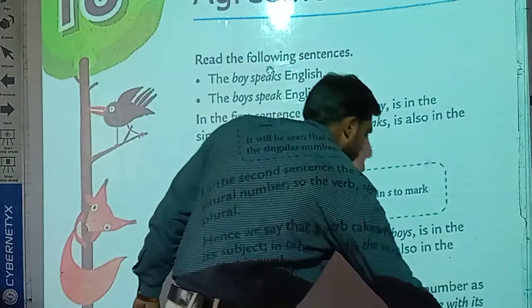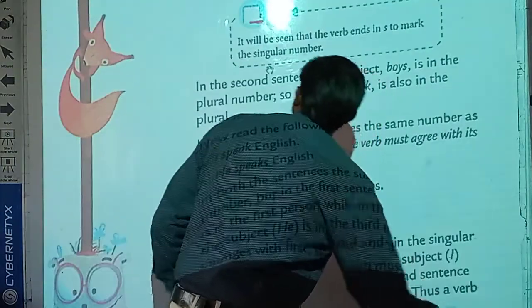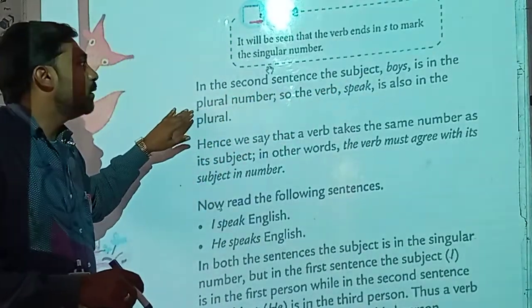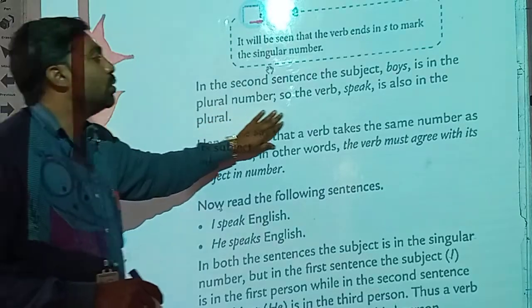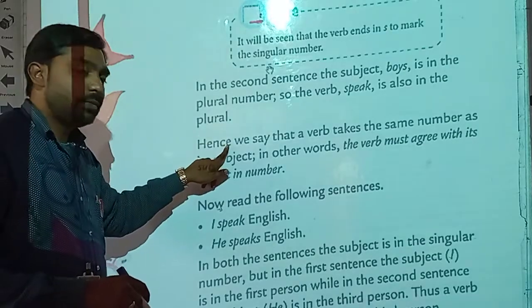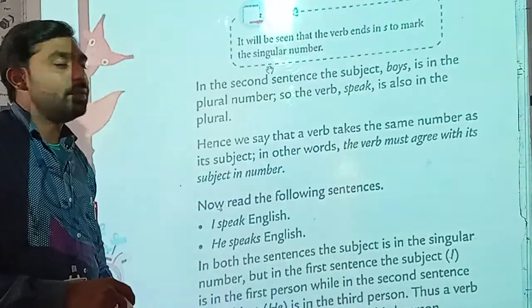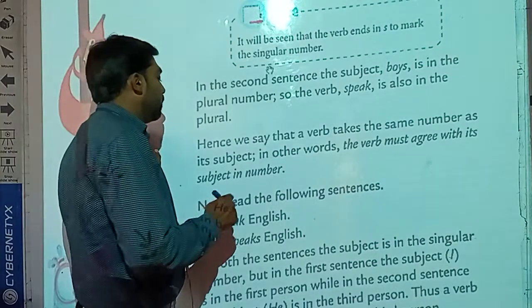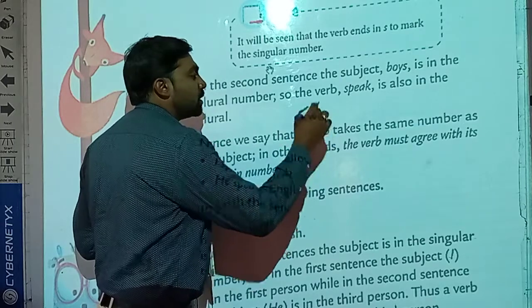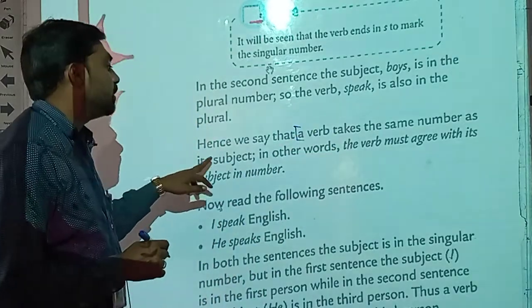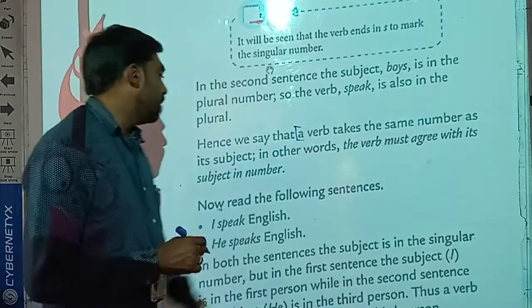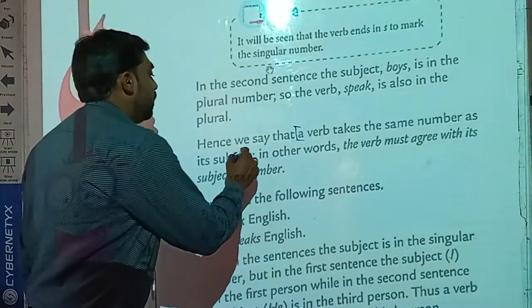So it is only said here that in the second sentence the subject boys is in the plural number, so the verb speak is also in the plural. Hence we say, so it is the conclusion of this lesson or these examples. It is a very important part, we should learn it. A verb takes the same number as its subject. In other words, the verb must agree with its subject in number.